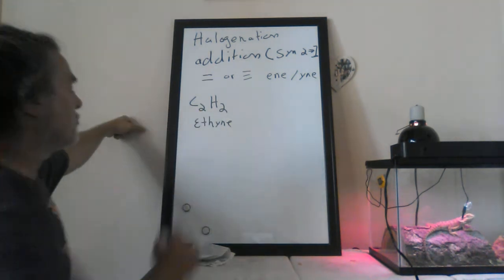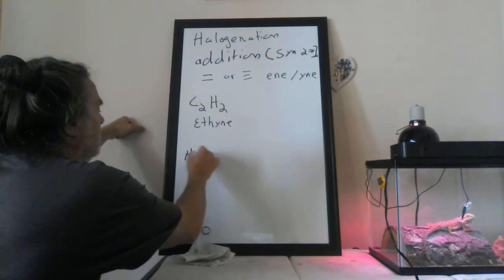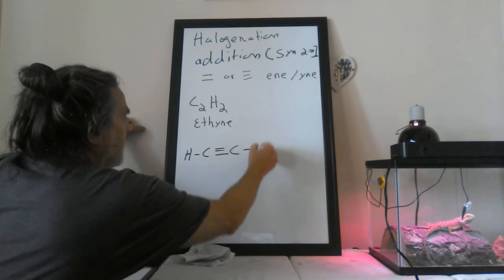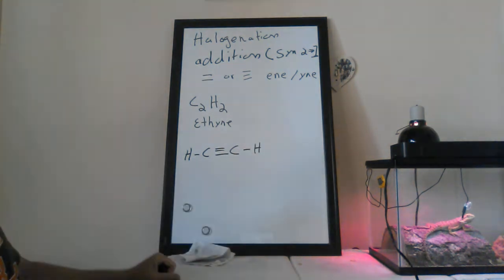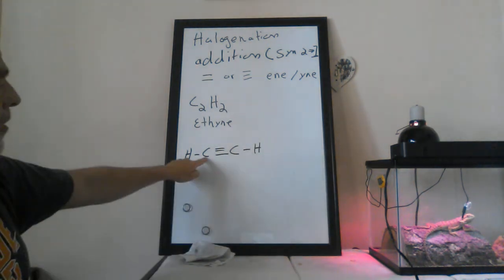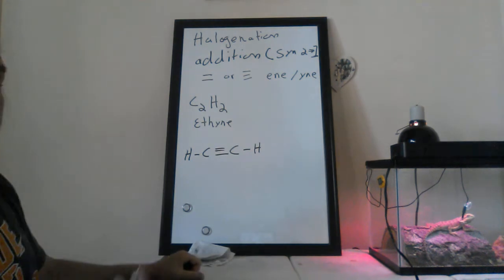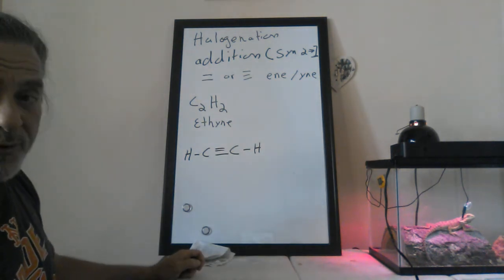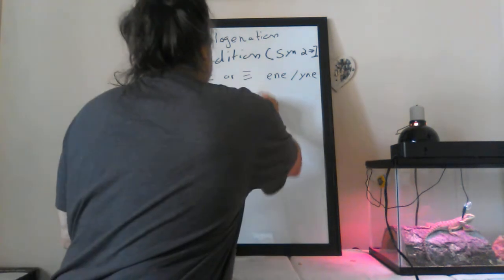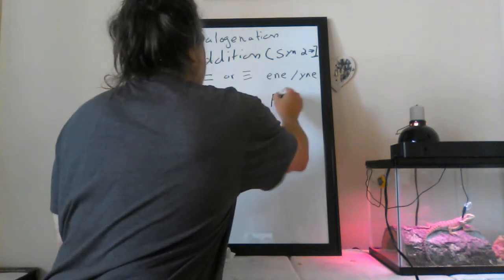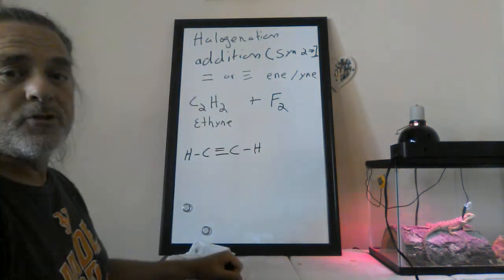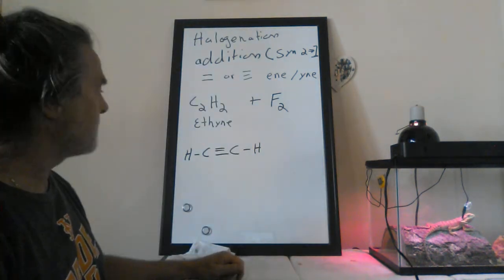If we draw it out structurally, it would be H-C, triple bond, C-H, okay? This has four bonds. To the ethine, I'm going to add a halogen. I'm going to draw fluorine, just because. Remember, the halogens are diatomics. So it's plus F2. All right.